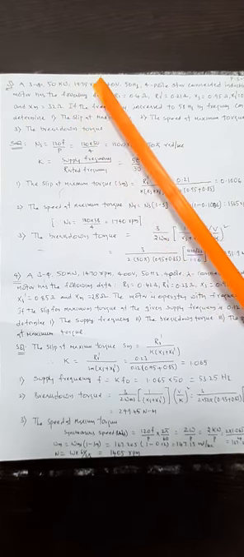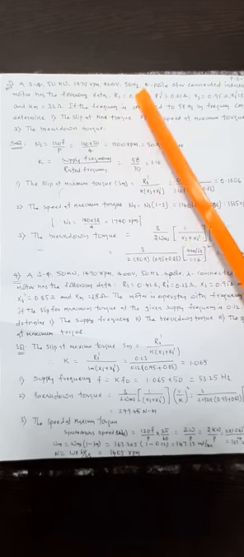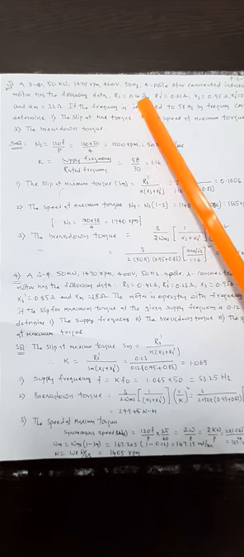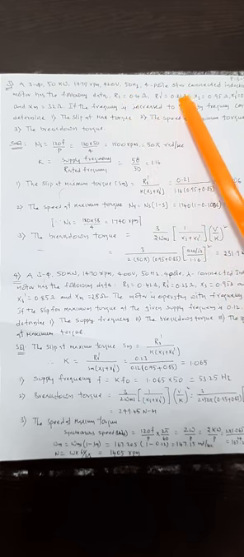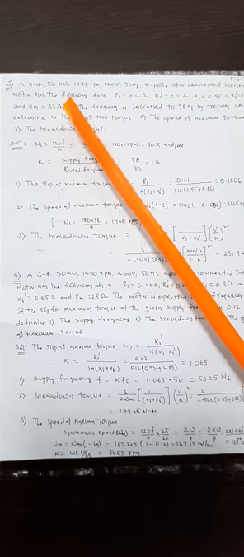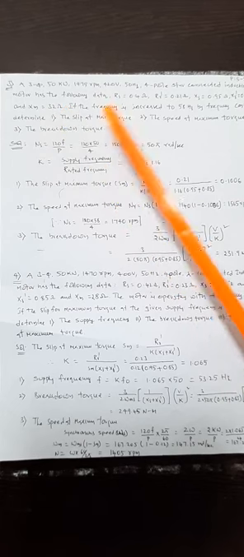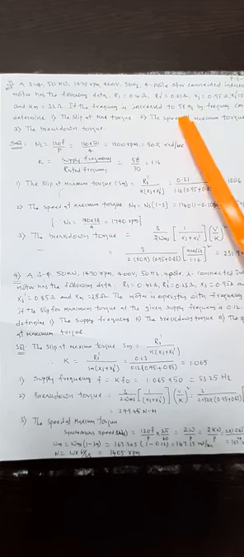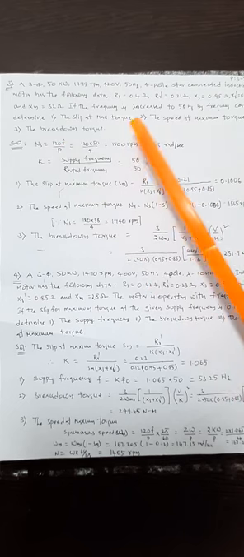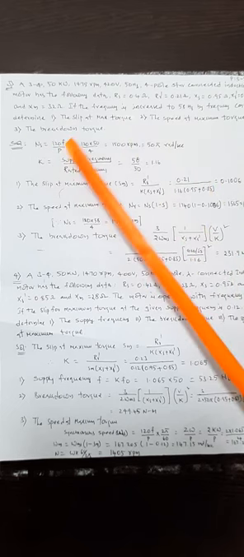a three phase 50 kilowatt, 1475 rpm, 420 volts, 50 Hz, 4 pole star connected induction motor has the following data. Rs is equal to 0.4 ohms, Rr dash is equal to 0.21 ohms, Xs is equal to 0.95 ohms, Xr dash is equal to 0.85 ohms, and Xm is equal to 32 ohms. If the frequency is increased to 58 Hz by frequency control, determine the slip at maximum torque, the speed at maximum torque, and breakdown torque.